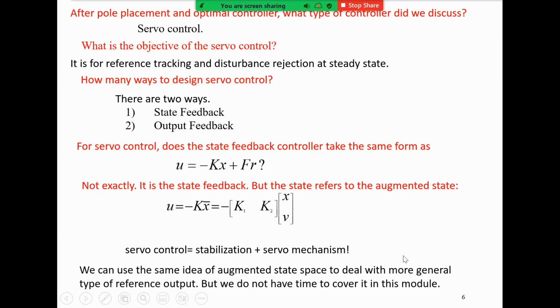In this class, for the multiple input, multiple output system, we only introduce the way to deal with the constant reference output. But I also mentioned, for other types of output, like the sinusoid, there are ways to deal with that. We don't have time to cover that. But remember, those problems are already solved. You don't say there are some open questions you want to solve in that direction. No, there are standard ways to do it.